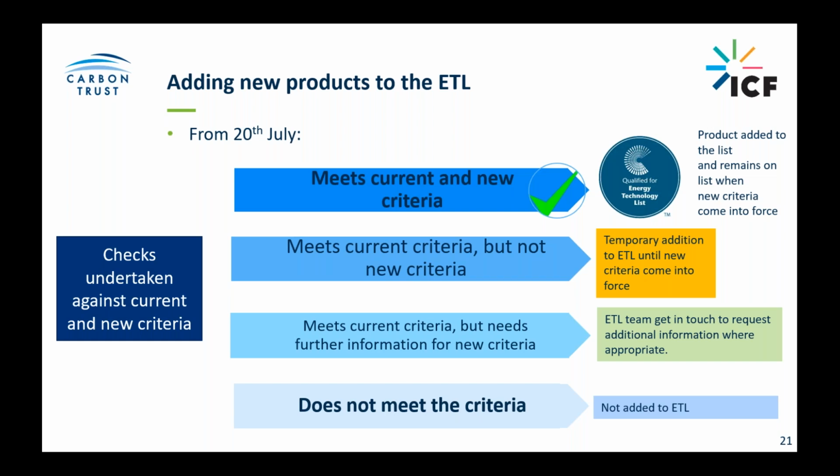The third scenario, does the product meet the current criteria, but we would need more information for the new criteria to be reached? In that case, the ETL team get in touch with the applicant to ask for the additional information now, to give manufacturers as much time as possible before 28th September. And then finally, if the product doesn't meet the current criteria, then obviously it's not added to the ETL, but manufacturers can copy the application at a later date and resubmit with new evidence. So that's the process, with the aim of getting everything that we need well before 28th of September.